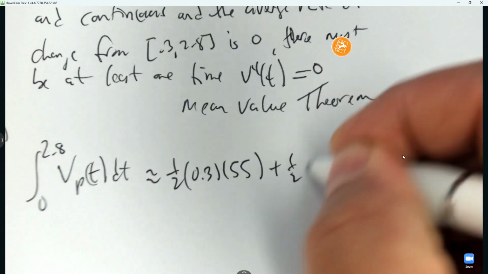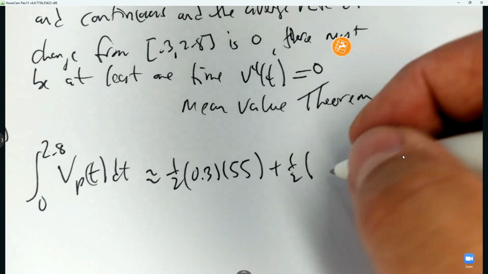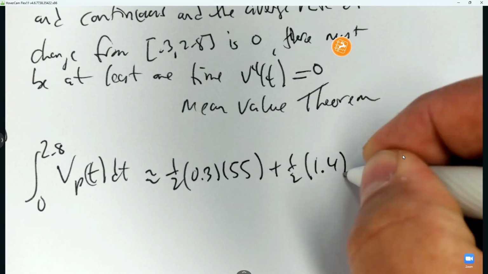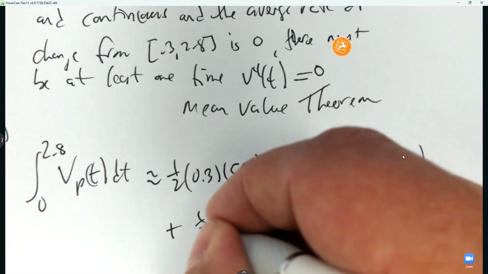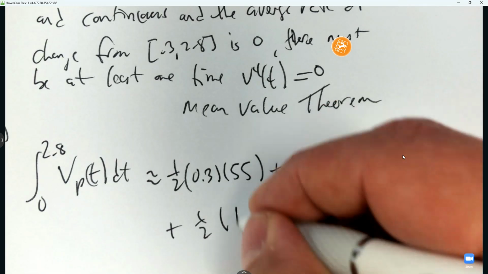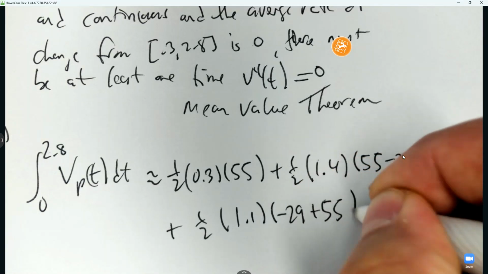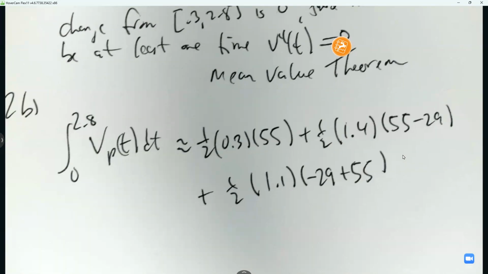So again, we're going to go 1/2, and then the distance again between the two, it's from 0.3 to 1.7. So that's 1.4. And then add the two heights, which are 55 and negative 29. We're going to do that again one more time. From 1.7 to 2.8, the distance is 1.1. And then add the two heights, which again are negative 29 plus 55. Now, I don't have to summarize it. I don't have to add it up yet. That's a full answer right there. So part B is done.